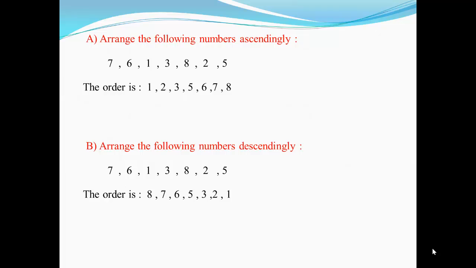As we know, we must check our answer. The first must be greater than the second. The second must be greater than the third. So each number must be greater than its next number. Okay? If the first is greater than the second, I am in descending order. But if the first is smaller than the second, I am in ascending order. If I start from the smallest, I am in ascending. Starting from the greatest, I am in descending. You will practice by yourself.